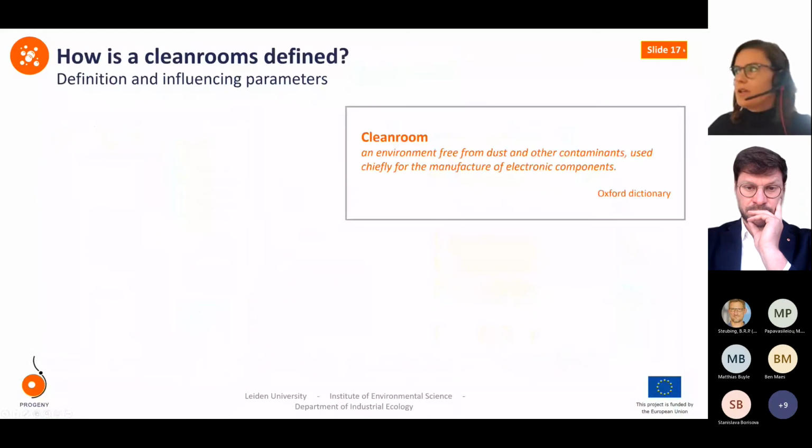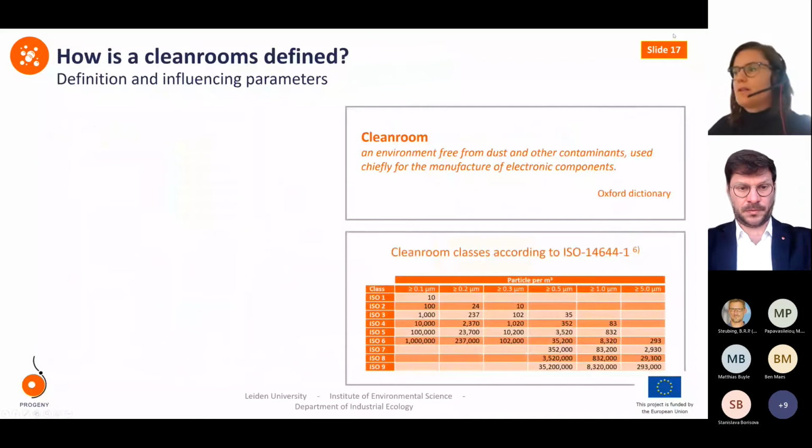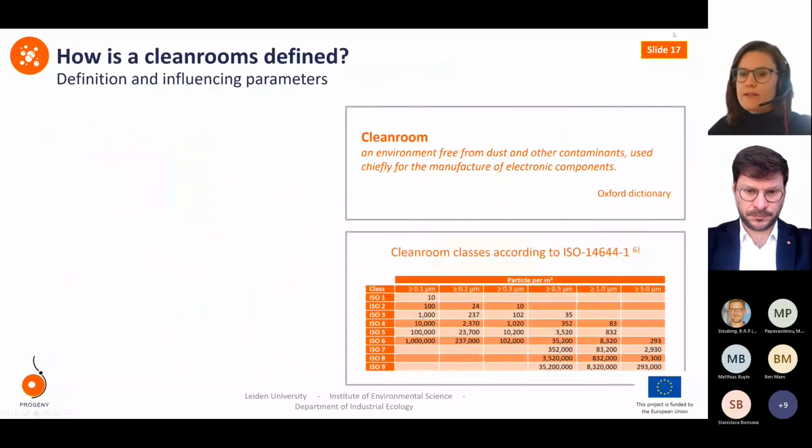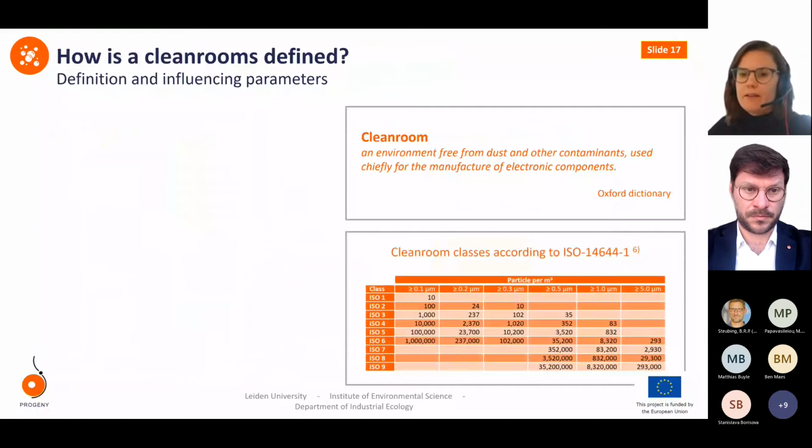So what is a clean room? According to the Oxford Dictionary, a clean room is an environment free from dust and other contaminants, used chiefly for the manufacture of electronic components. And as I already mentioned, there are ISO standards to define these clean rooms, and basically they just say what kind or how many particles in which size are allowed. So ISO class 1 for a clean room would be a very clean, very strict environment, and ISO 9 is like a defined office space. ISO 5, for example, would be necessary for manufacturing semiconductors.